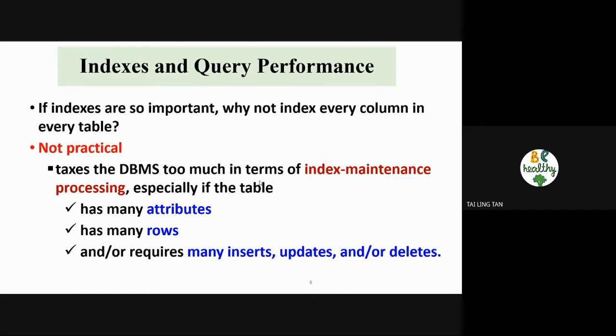The cost here is the overhead. If we apply an index to our table, it also means that the DBMS needs to do extra work every time you insert one record into the table, delete one record from the table, or update the table. It needs to do some kind of work in the background. This is what we call the index maintenance process. So every time you insert, update, or delete, it needs to do the maintenance. If there are many attributes and many rows, then the index maintenance process will take a lot of time. This is the reason why we do not recommend applying an index to all the tables and all the attributes.